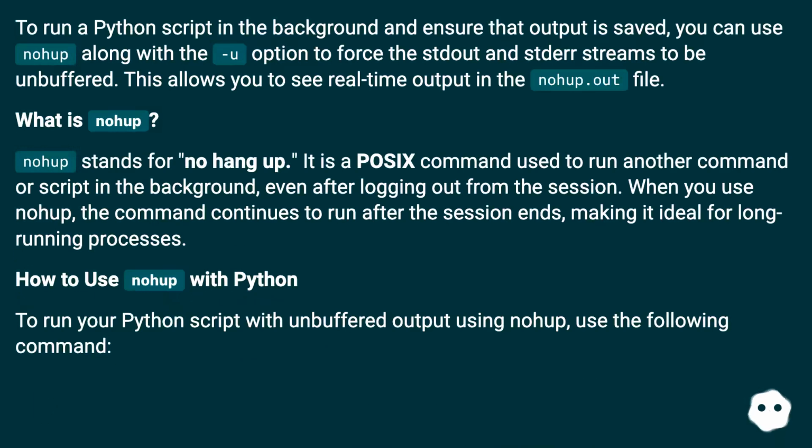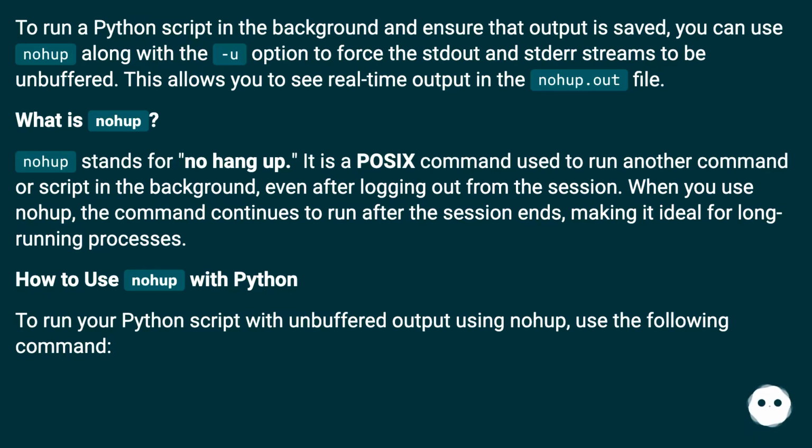To run a Python script in the background and ensure that output is saved, you can use nohup along with the -u option to force the stdout and stderr streams to be unbuffered. This allows you to see real-time output in the nohup.out file. What is nohup? Nohup stands for no hang up. It is a POSIX command used to run another command or script in the background, even after logging out from the session. When you use nohup, the command continues to run after the session ends, making it ideal for long-running processes.